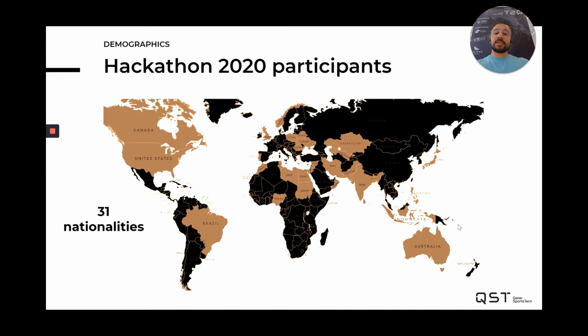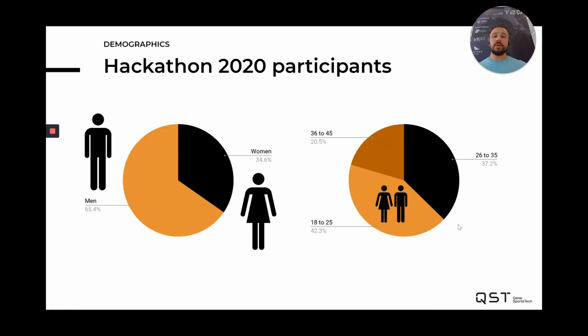31 nationalities, but all locally living in Qatar, including local Qataris that live in Qatar, of course, as well. So this is a great way to build the ecosystem. Everyone is from Qatar, understands it, and understands how we want to make it a leading sports hub. And that's the focus.